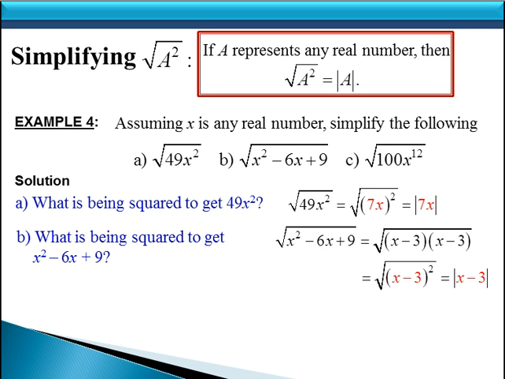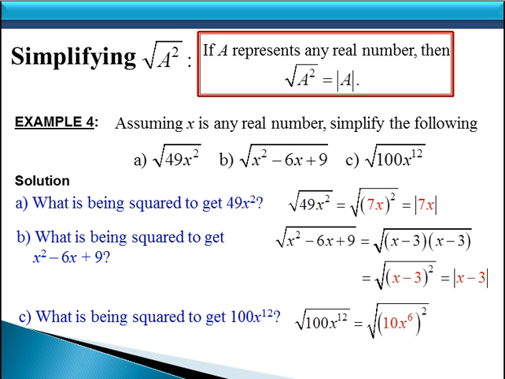Okay, for our last example on this one, we need to ask ourselves, what is being squared to get 100x to the 12th? Well, we'd have to square 10 to get the 100, and we'd have to square an x to the 6th to get x to the 12th. So put those together and that gives us our a. We would have to square the expression 10x to the 6th to get 100x to the 12th. And you could verify that by using your rules of exponents. So a is 10x to the 6th in this case.